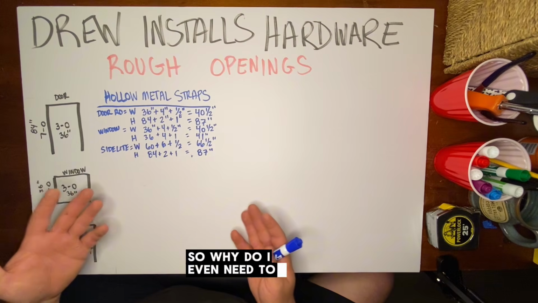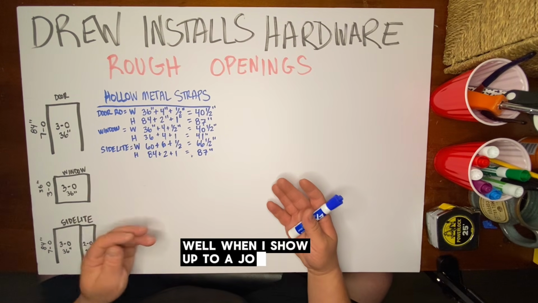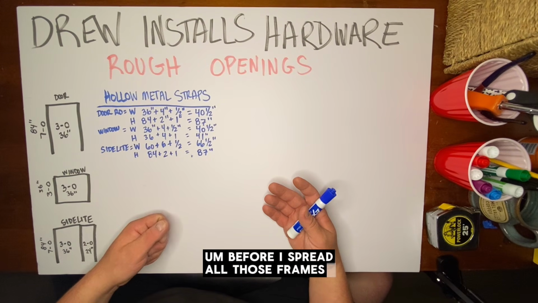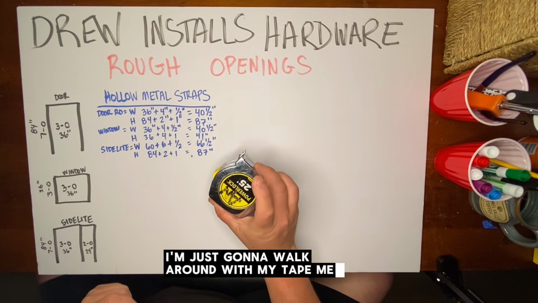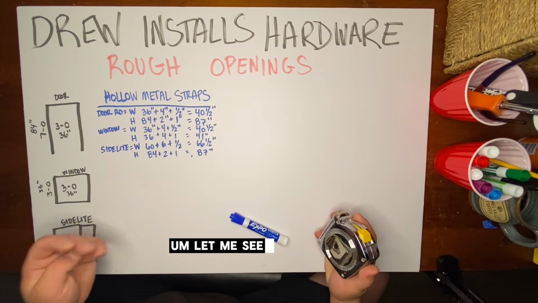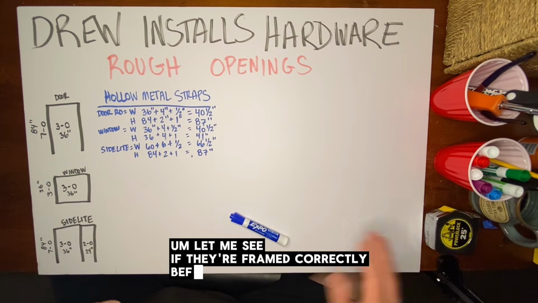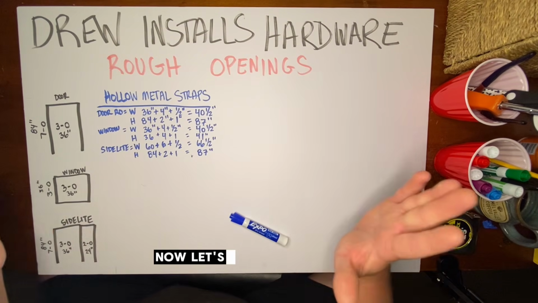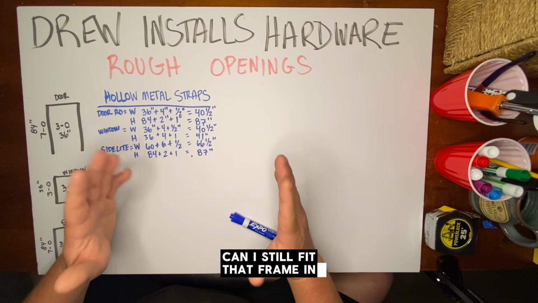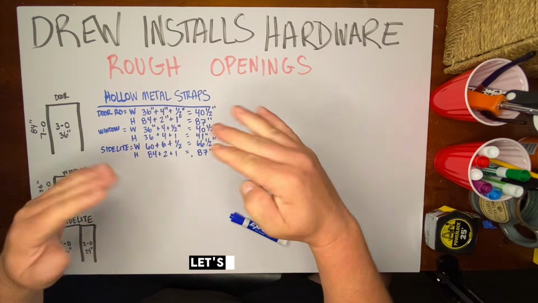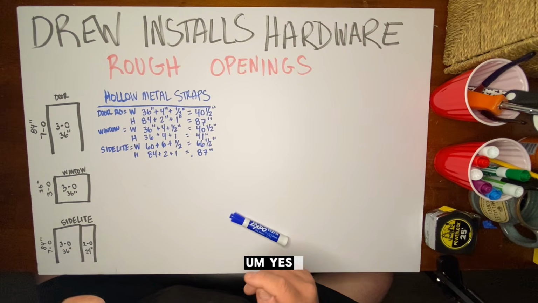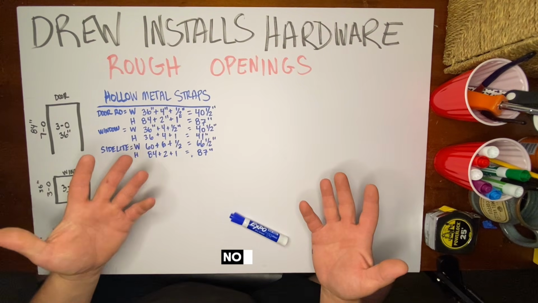So why do I even need to know this? Well, when I show up to a job to start setting hollow metal frames, before I spread all those frames, I'm just going to walk around with my tape measure and start measuring the openings, right? Let me see if they're framed correctly before I try to fit them in. Now, let's say the rough opening was too narrow, okay? Can I still fit that frame in? Yes, I probably can. Let's say it's too low. Can I still fit that frame in? Yes. If it's too narrow and too low, no, I can't fit the frame in.